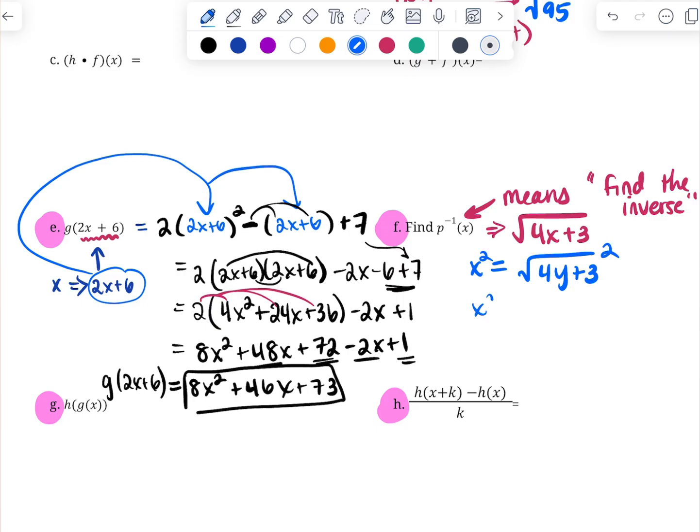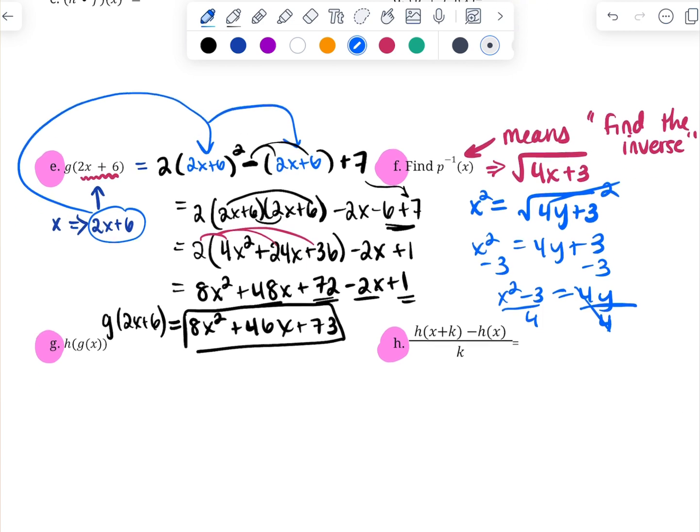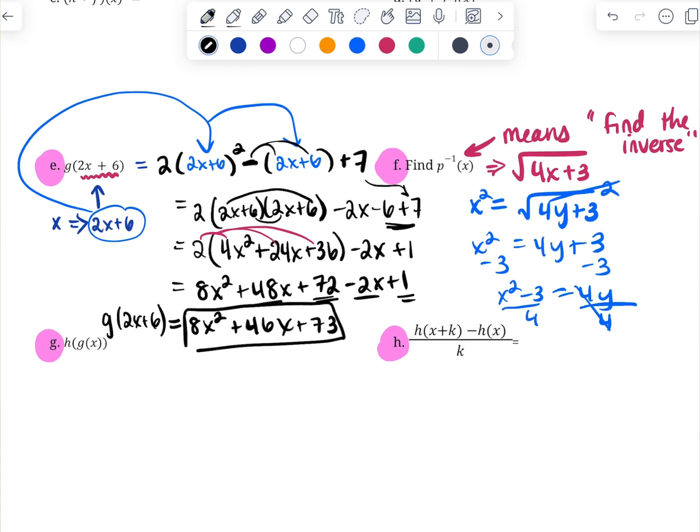So I'm going to square both sides. So I'm going to get x squared equals 4y plus 3. I'm going to subtract 3. And I'm going to divide by 4. And there's a couple different ways you could write the answer, but no matter what, you have to write p inverse, because that's what we were trying to find. And I'm just going to go with a big fraction, x squared minus 3 over 4. There's a few ways you could break that apart into two fractions, but either way, that's your answer.